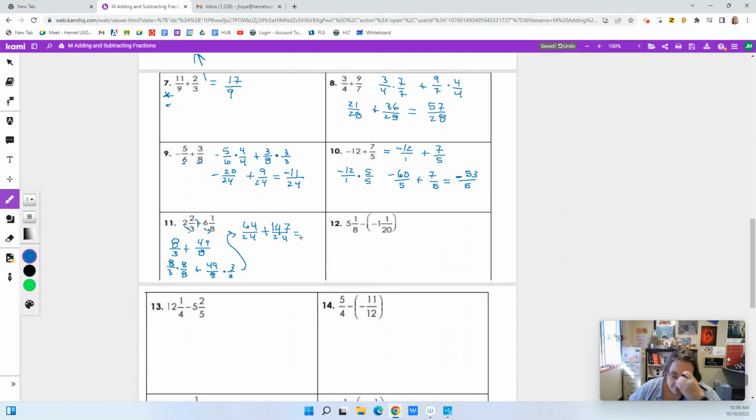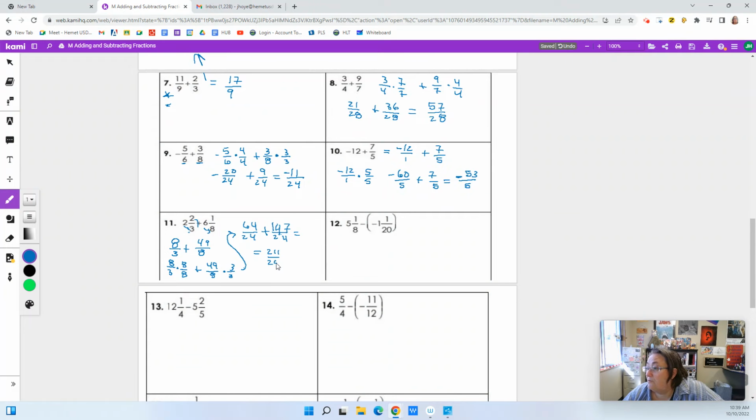So now we have 64 plus 147. I think that's 211. It's 211 over 24. That isn't an even number over an even number. So if you want to leave it like that and not reduce it, I don't even think it reduces. So you guys would be okay on that.